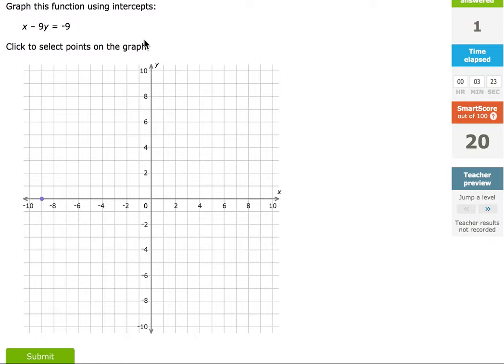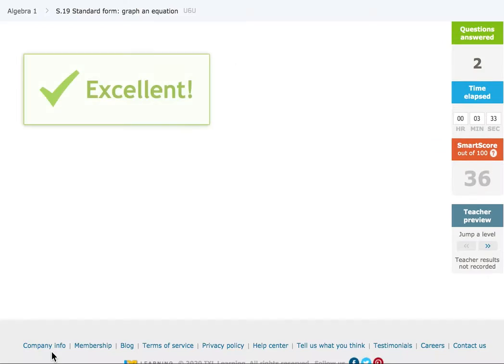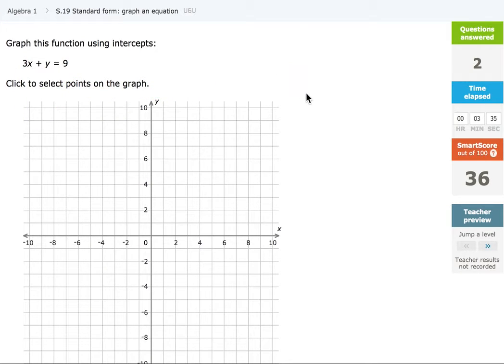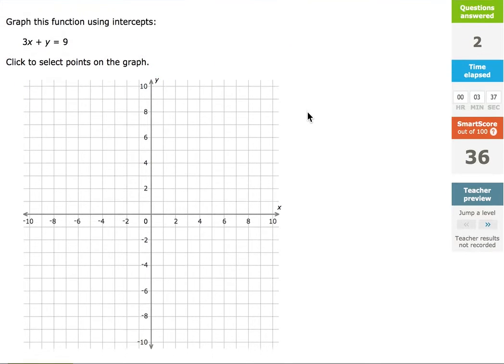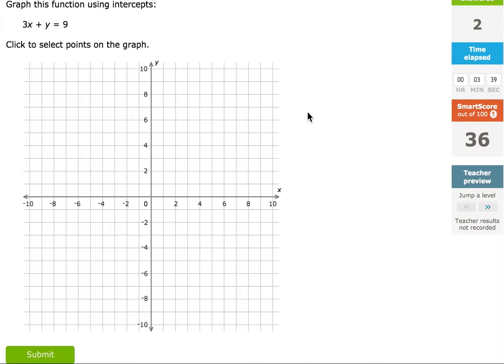So on the y-axis, we look for the point 1 and we click there. That is our second point. We have both our x and y intercepts forming this line. Submit. Let's do another couple problems, and this should get you on your way to graphing using the standard form.